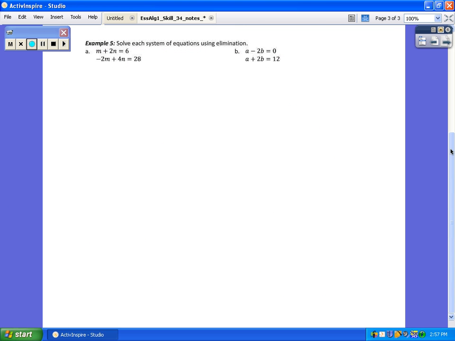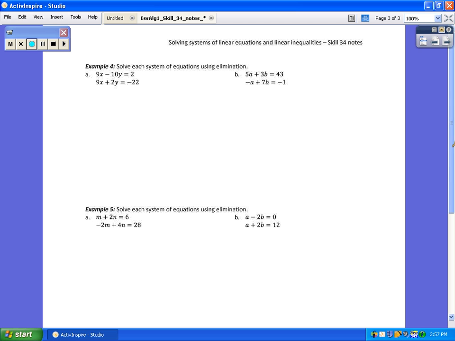So going on to the last page, we have some more examples. And we're going to do the same thing with these. And these are mixed, again, easy ones with hard ones. And if I choose wisely in A, I only have to multiply one of these, and I'm going to choose the top one, to multiply by a negative 1. So I get negative 9x plus 10y equals negative 2. And add to that the bottom equation.